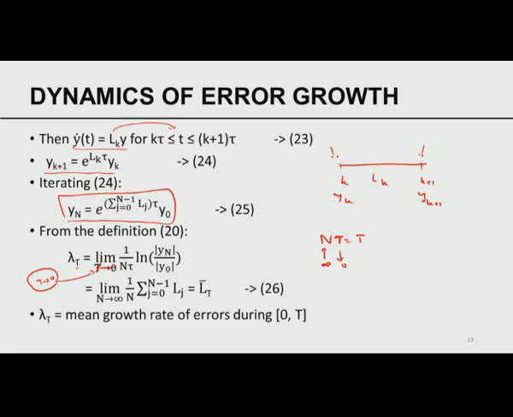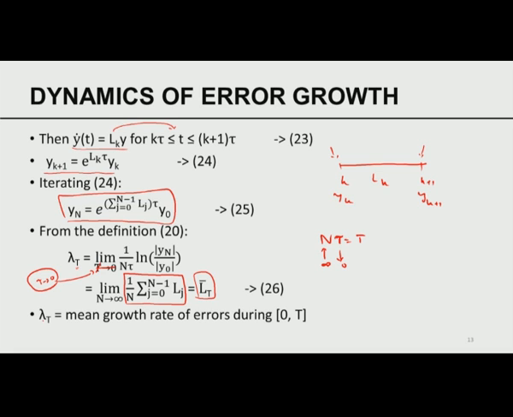Now if I substitute the expression for yn in here and simplify, what does it become? It essentially becomes the average of Lj, that is L bar T. Hey, that is a beautiful expression. So lambda T, which is a function of T, is finite, it becomes L bar T. What is L bar T? It is the average value of the Jacobian along the trajectory. That is just beautiful. So lambda T refers to the mean growth of errors during the interval 0 to T.